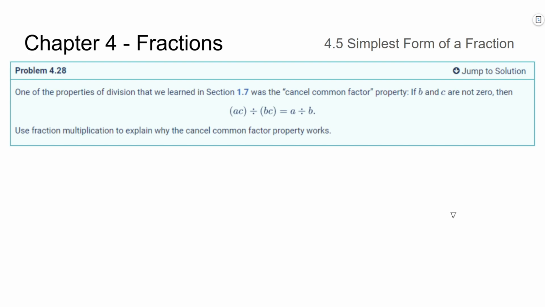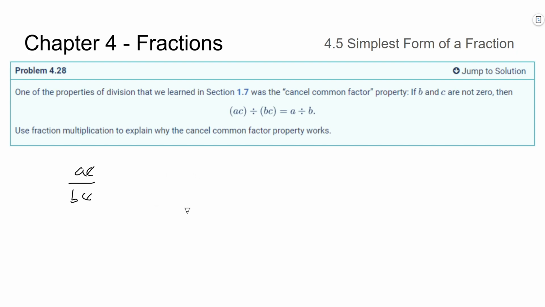Okay, one of the properties of division is canceling a common factor. So we saw that if we have AC over, or divided by, BC, we could cancel out these C's and we're left with A over B. So use fraction multiplication to explain why the cancel common factor property works. Well, we kind of showed that in the last slide, and sort of just showed it right here.